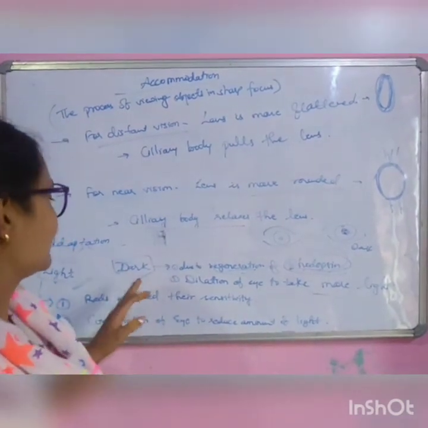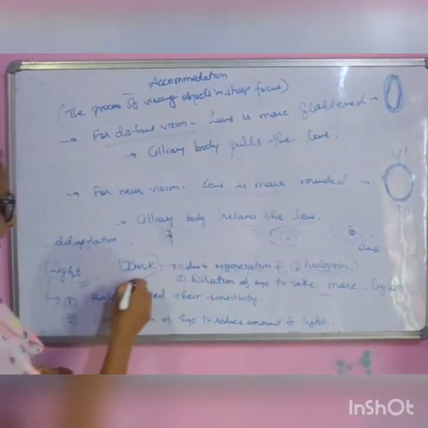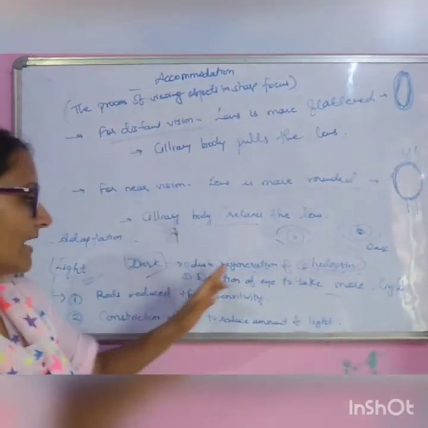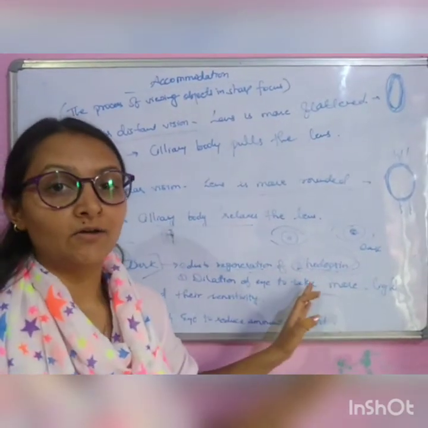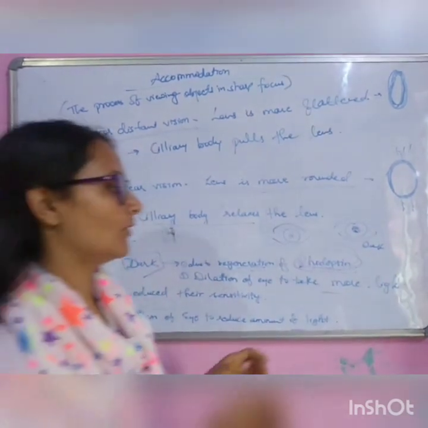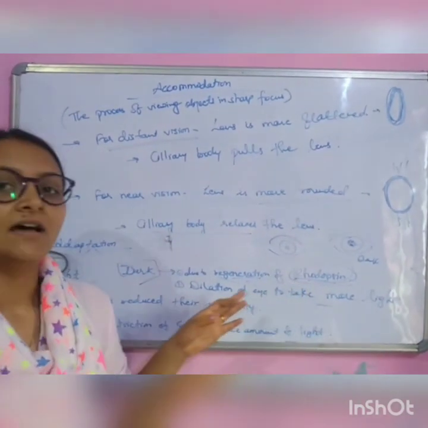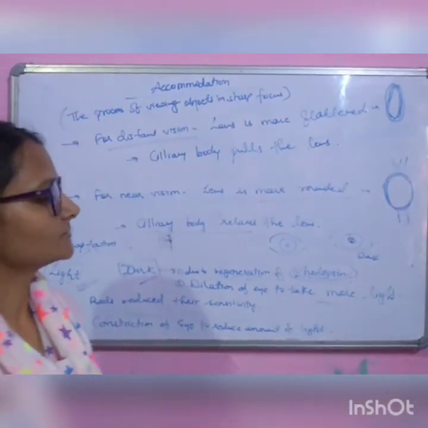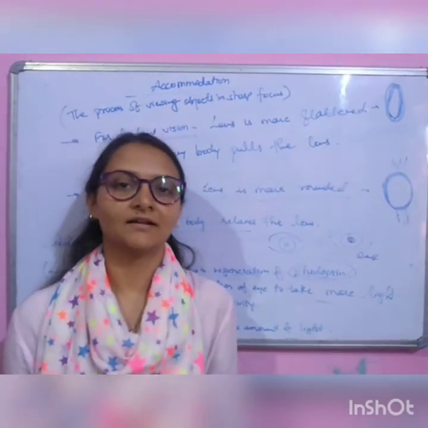So these are the types of adaptation, light and dark adaptation. Why does this happen? Just because of the rod cells. Always remember this: rod cells are responsible for dim light, and cone cells are responsible for colored light.